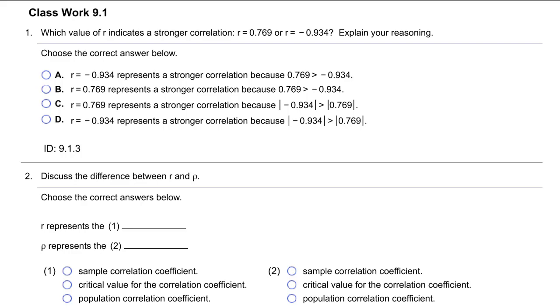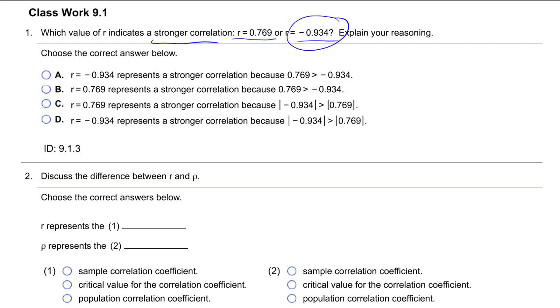Okay, so let's look at some problems here. Which value of R indicates a stronger correlation? R equals 0.769 or R equals negative 0.934. Remember, the strength of a correlation does not depend on whether it's positive or negative, but on the absolute value of the number. So the bigger the absolute value, the number without the minus or plus sign, the stronger the correlation.